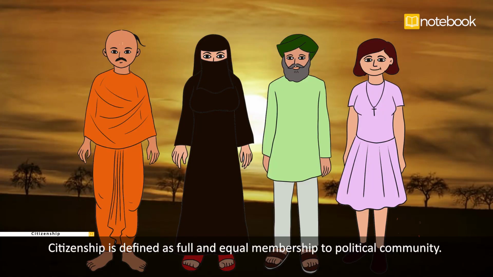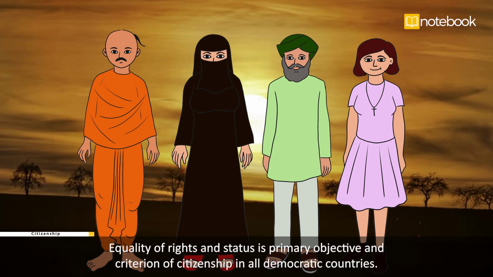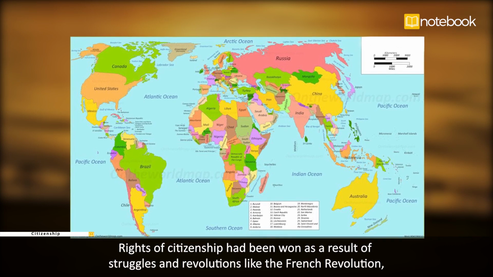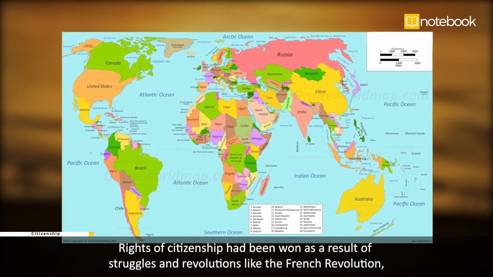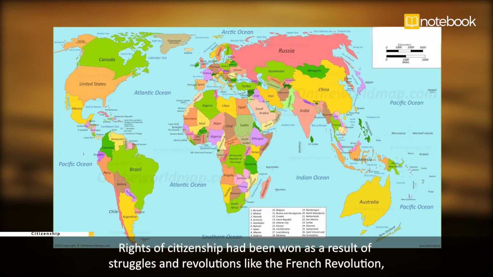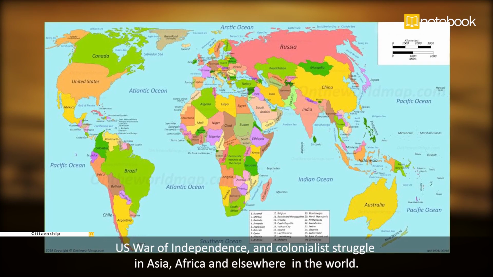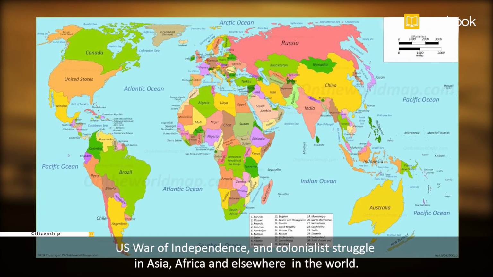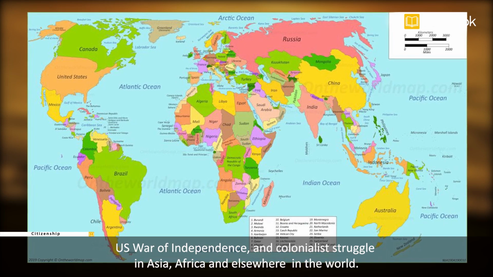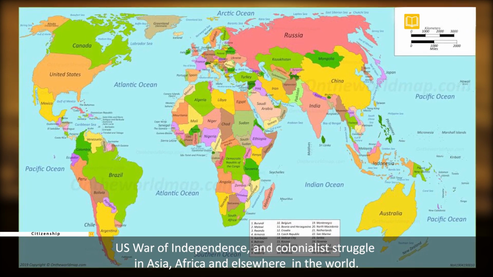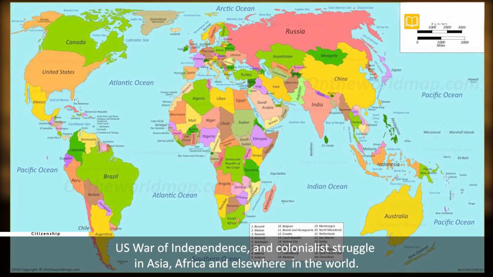Citizenship is defined as full and equal membership to a political community. Equality of rights and status is the primary objective and criterion of citizenship in all democratic countries. Rights of citizenship have been won as a result of struggles and revolutions like the French Revolution, the United States War of Independence, and colonialist struggles in Asia, Africa, and elsewhere in the world.